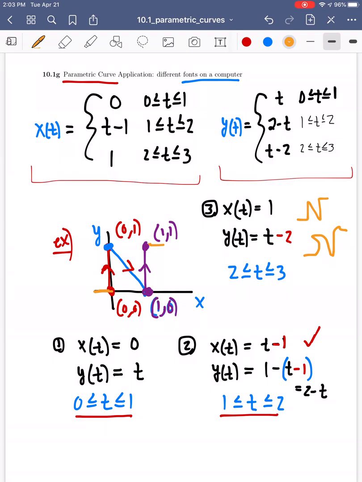But the big idea is we can define between points any parametric curve we want, and we can piece them together using a piecewise function to give us a specific font or a specific parametric curve for that particular letter. And we could do this for every letter of the alphabet and then just define our own computer font in this manner.